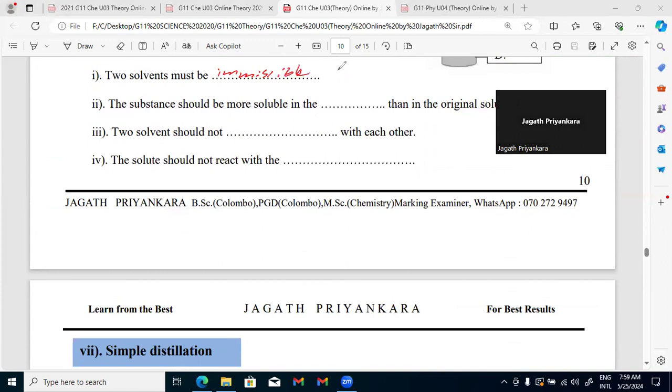Or you can write, do not mix, must be immiscible or should not mix. And the substance should be more soluble in the solvent than in the original solution. That means in CCl4. What is the solvent we use here? Carbon tetrachloride. Than in water. That is the other requirement. It should be more soluble in the solvent.